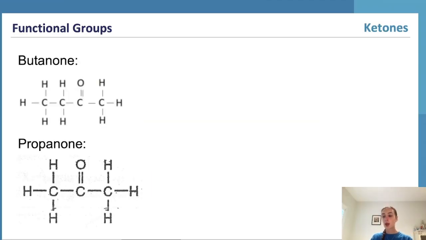Some examples which we have of these is like what we looked at before. So we've got butanone, butanone being our 4 carbons along the main chain, so the butane molecule, with the double bonded oxygen on one of those middle chains.